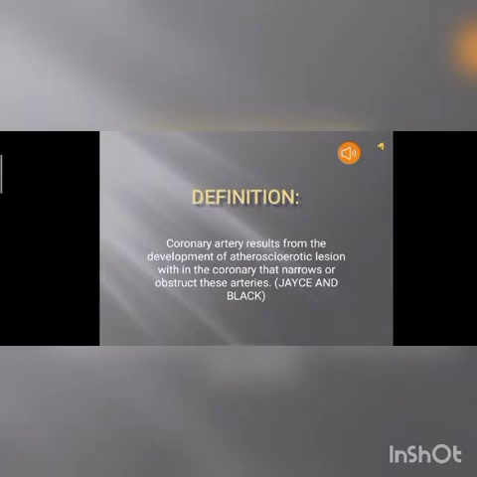Now coming to the definitions. The definition given by Joyce and Black: coronary artery disease results from the development of atherosclerotic lesions within the coronary arteries that narrow or obstruct the vessels. So when there is development of atherosclerotic lesions, that is, cholesterol within the coronary arteries, which narrows or obstructs the vessels, it leads to coronary artery disease.